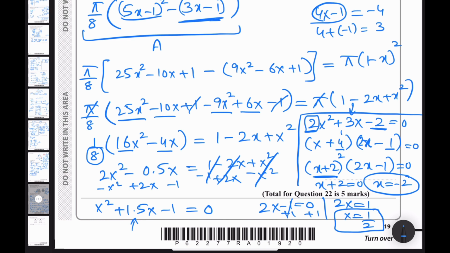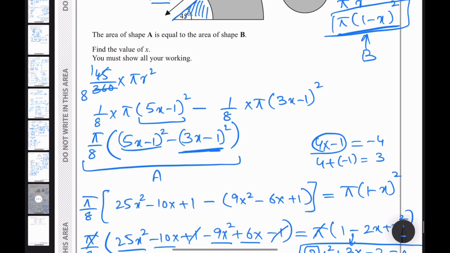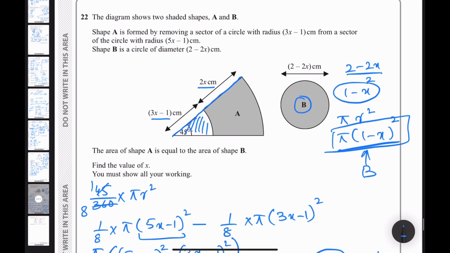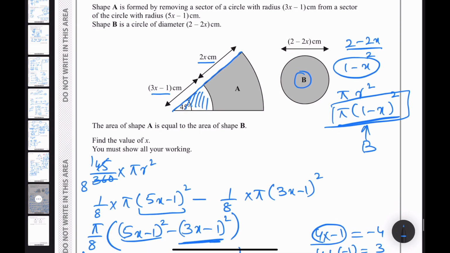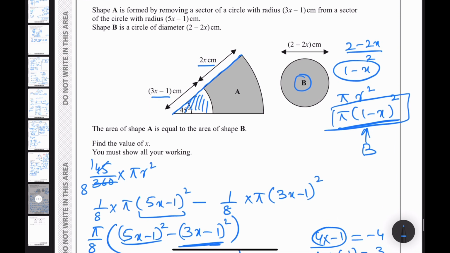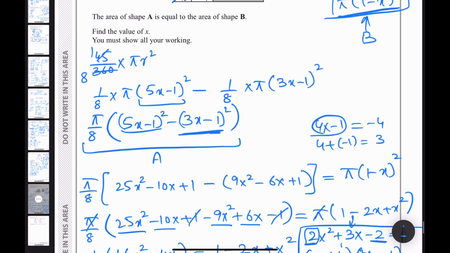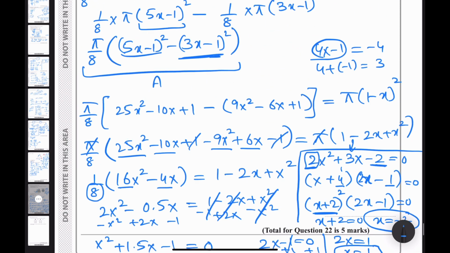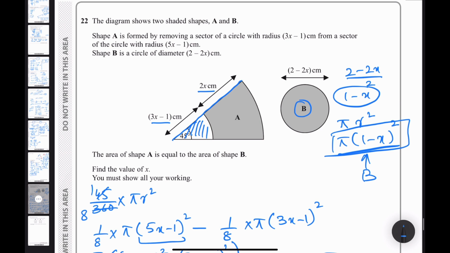So these are the two values of x. X equals minus 2 and x equals 1/2. But we have to check which one is the suitable value, either minus 2 or half. For example, if we substitute minus 2 over here and half over here, let's check which one is suitable. In fact, let's put negative 2 over here.